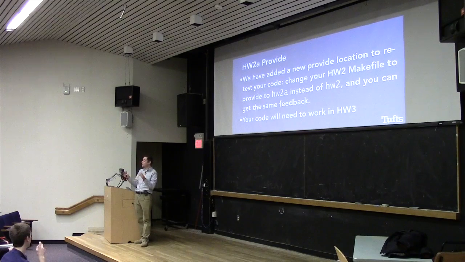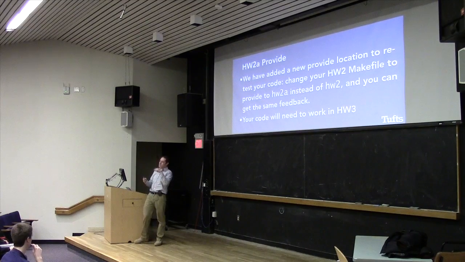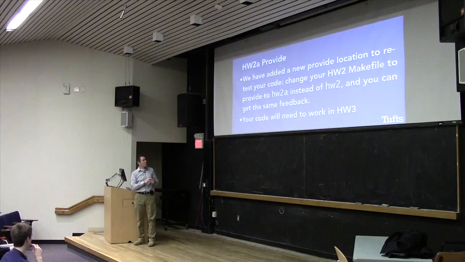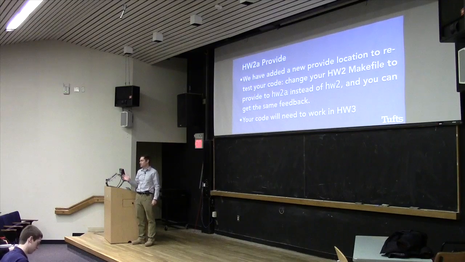But if we still want to do some back-end statistics, we don't want you to pollute the homework 2 provide system with just practice stuff. So Bruce and I made a new little folder called Homework 2A, which you can provide to. If you change the makefile to say Homework 2A instead of Homework 2, it's the only place it says it. You will then provide to a dummy provide location. We won't even go in there and look at your code. You can provide 100 times if you want and check your code over and over again.